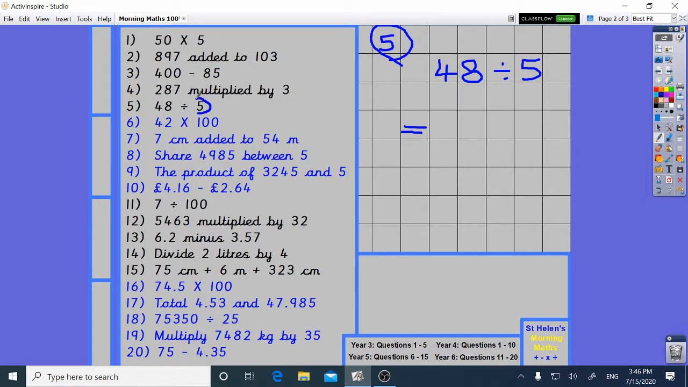How many of this number fit into this number? So I'll sing my 5s, but I mustn't go past 48. 5, 10, 15, 20, 25, 30, 35, 40, 45 is 9. I went up to 45.